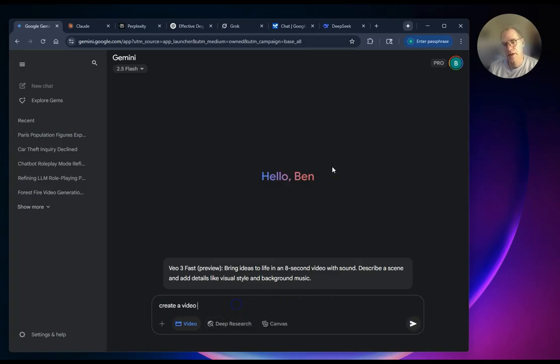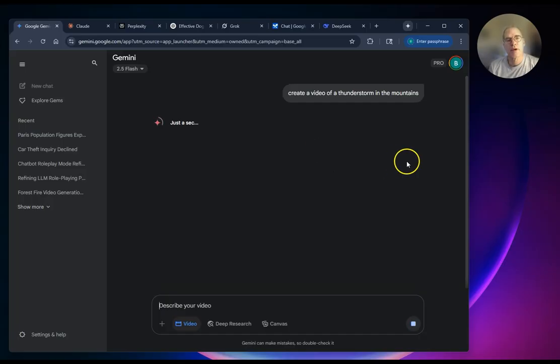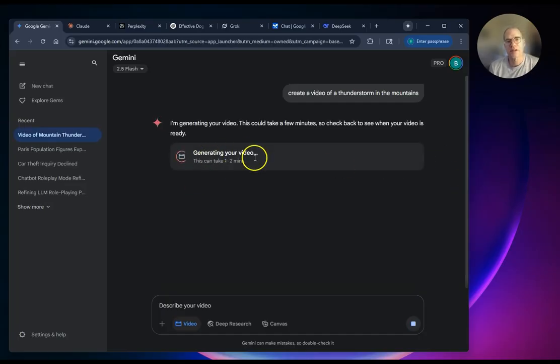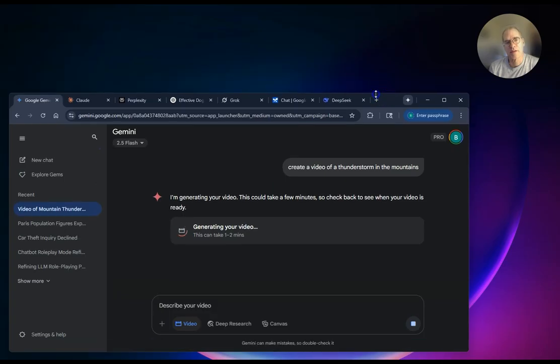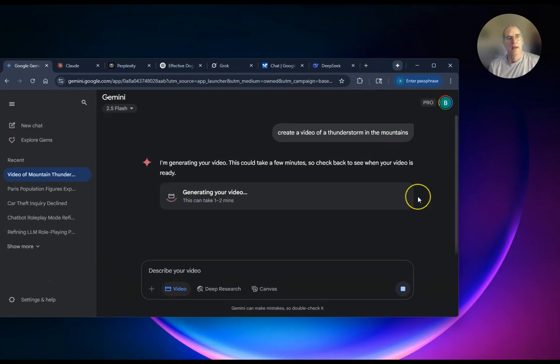Create a video of a thunderstorm in the mountains. So I've just given it a simple prompt: create a video of a thunderstorm in the mountains. It's going to sit there. It's going to generate the video, and sometimes it takes a while. Basically, all of this stuff is happening at some place, I don't know where, some big data farm.